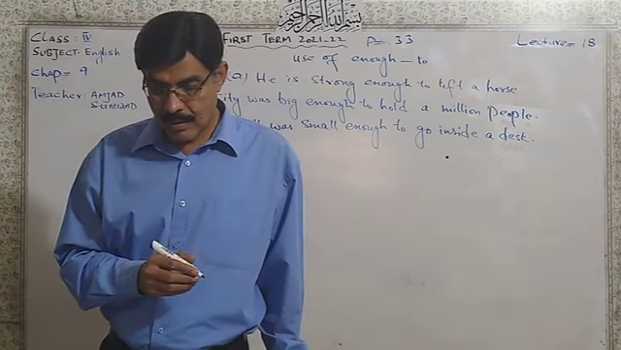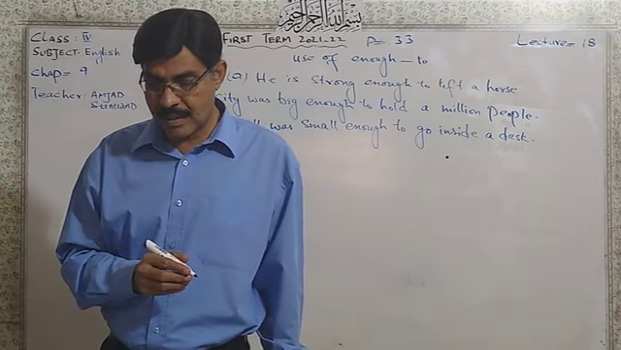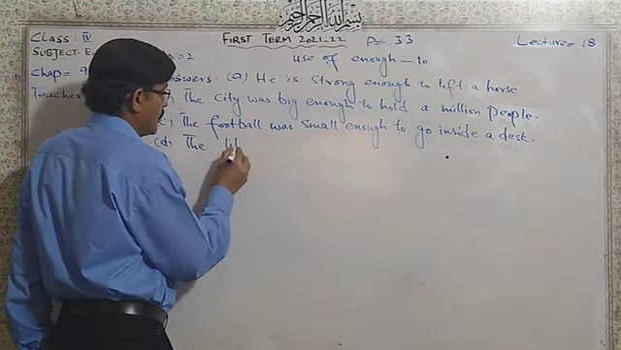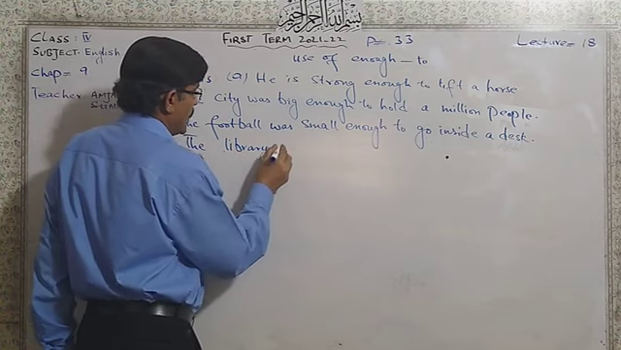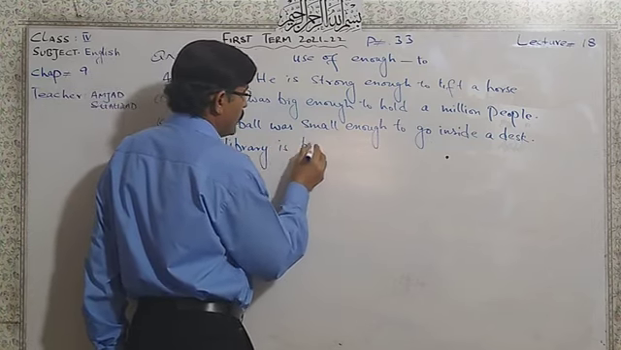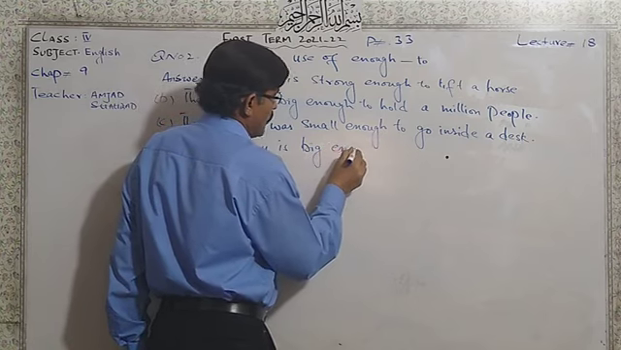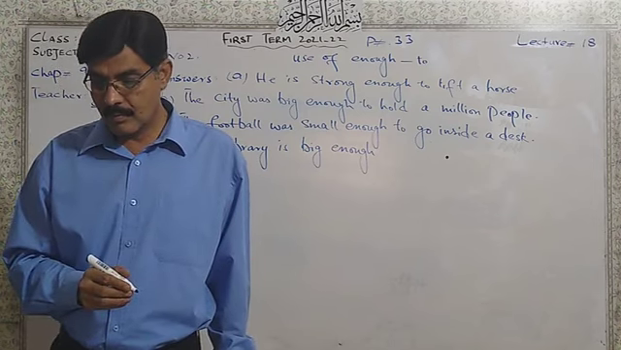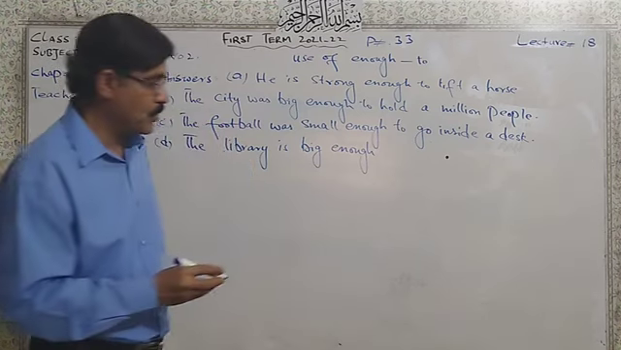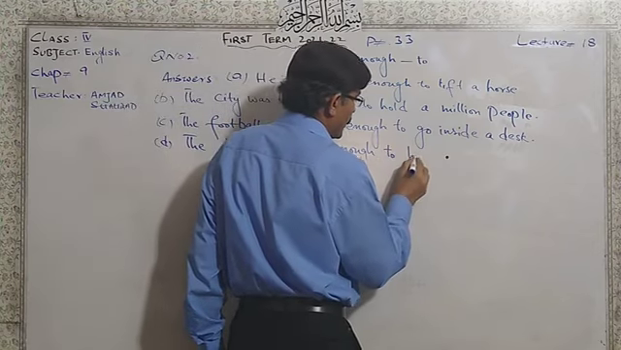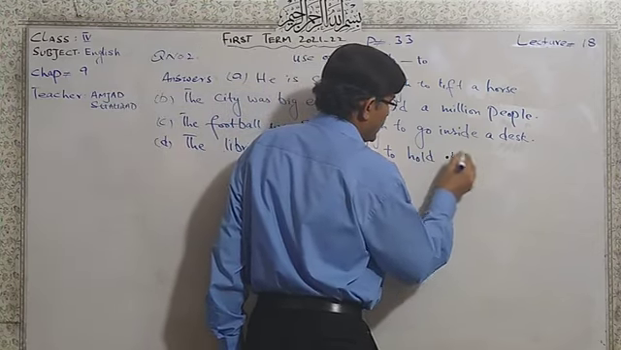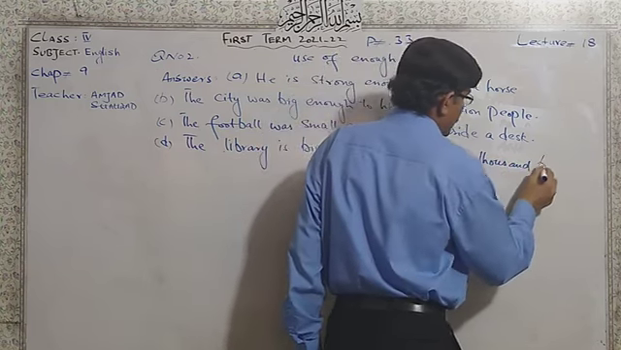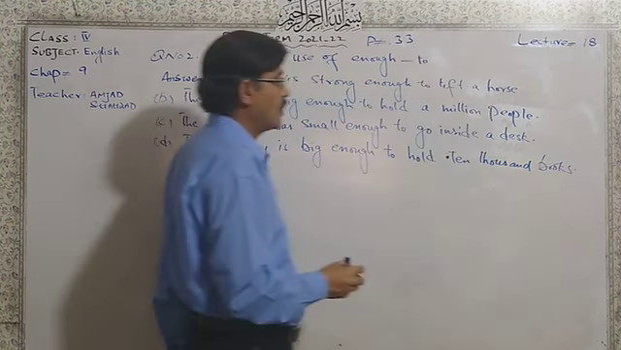Section D. The library is very big. It can hold 10,000 books. The library is big enough to hold 10,000 books. To hold 10,000 books.